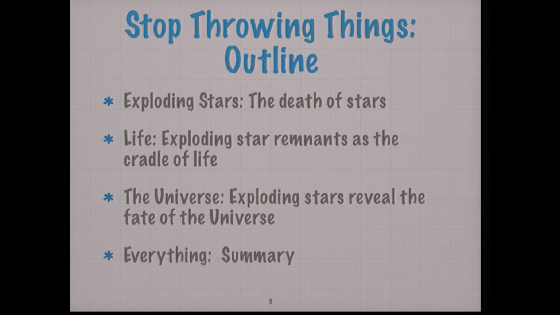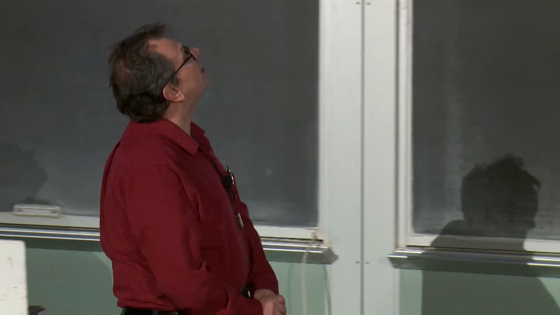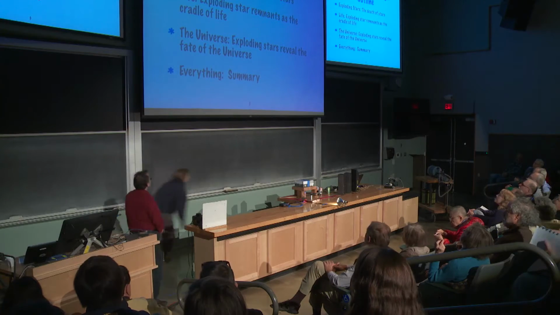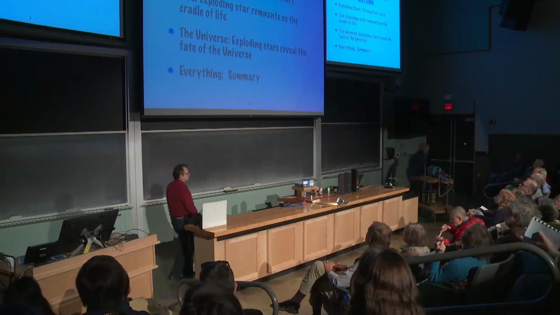I'm going to talk about how stars die. So the first part of the talk, we'll be talking about how stars die and how some of them explode. I'll then be talking about how the remnants of exploding stars are the cradle of life. And then I'll talk about what else we get from exploding stars. Then I'll talk about how exploding stars reveal the fate of the universe.